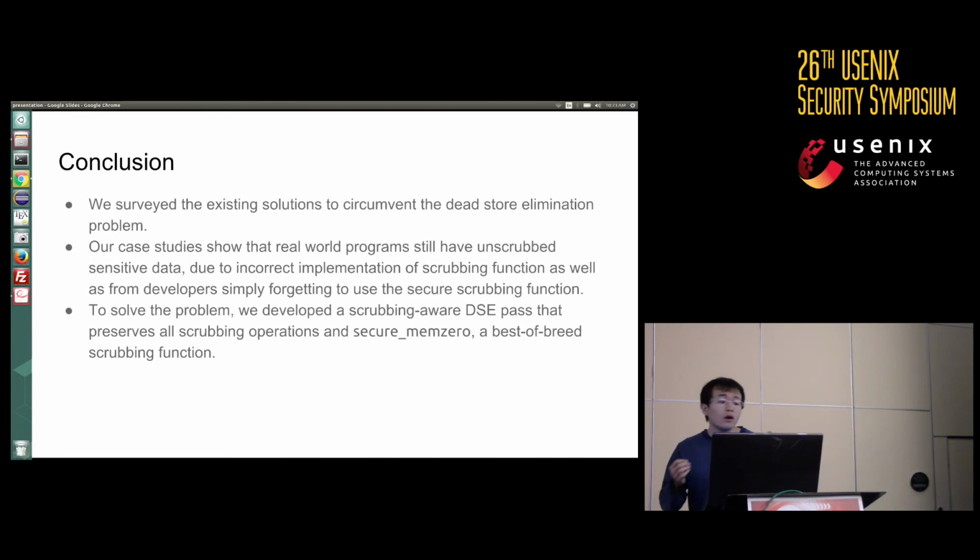In conclusion, we surveyed the existing techniques to circumvent the dead store elimination problem. Our case studies show that real-world programs still have unscrubbed sensitive data due to incorrect implementation of scrubbing functions, as well as from developers simply forgetting to use the secure scrubbing function. To solve the problem, we developed a scrubbing-aware DSE pass that preserves all the scrubbing operations, and secure_memzero, a best-of-breed scrubbing function.